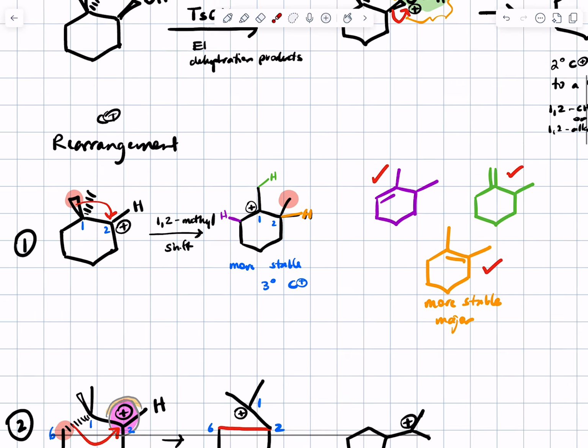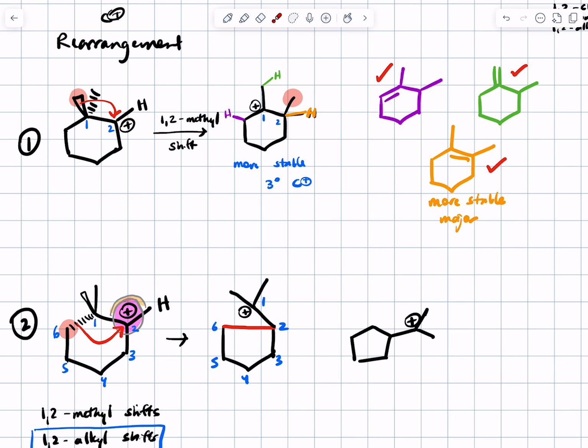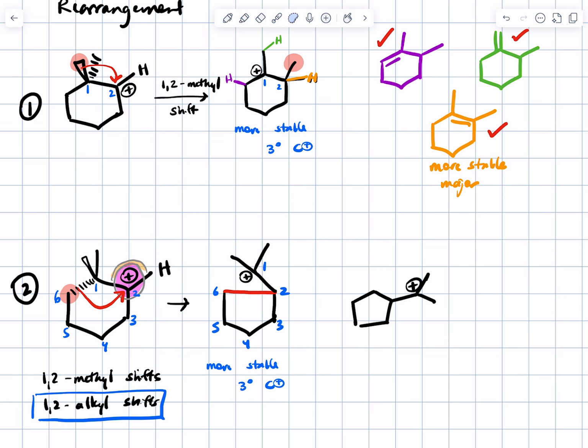Now the tricky one was this one. I showed you that if instead of moving a methyl group over, you moved over carbon 6, that would still give you a more stable tertiary carbocation. But in this case, that would have involved, instead of the methyl group coming over, rearrangement that shrunk the size of the ring from a 6-membered ring to a 5-membered ring.